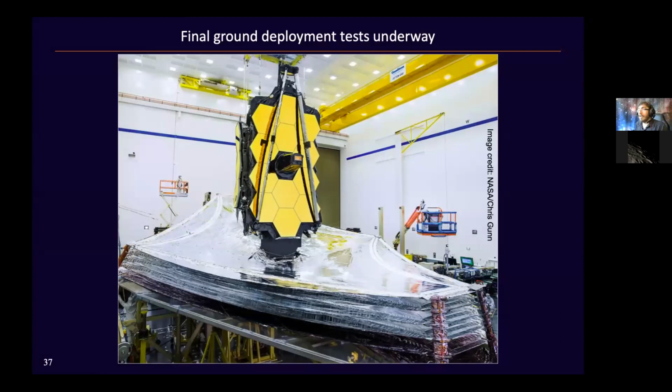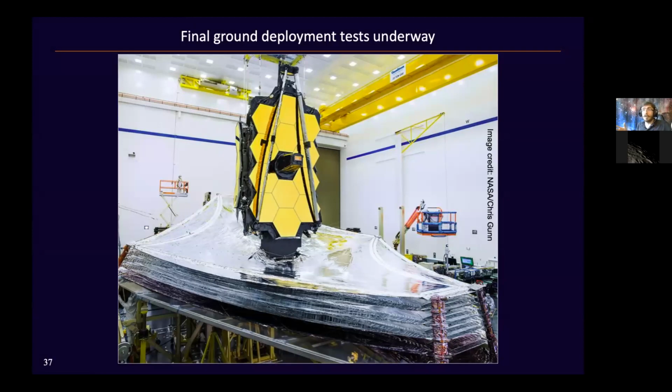We're almost there. We've been working on JWST for a very long time now, but we're almost at the finish line. The final ground deployment tests are underway in Southern California at the moment. Here's a wonderful photo of the observatory from just a few weeks ago, showing one of the final tests to make sure that we can deploy the sun shield okay.